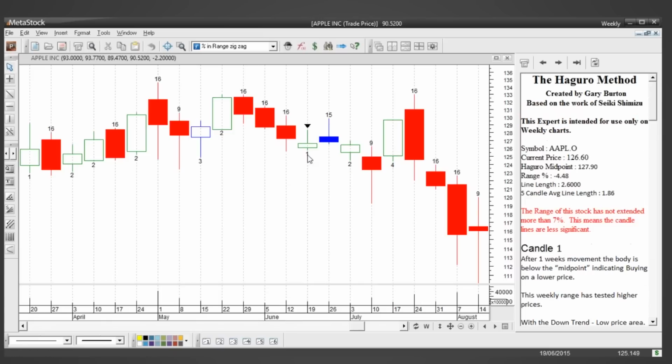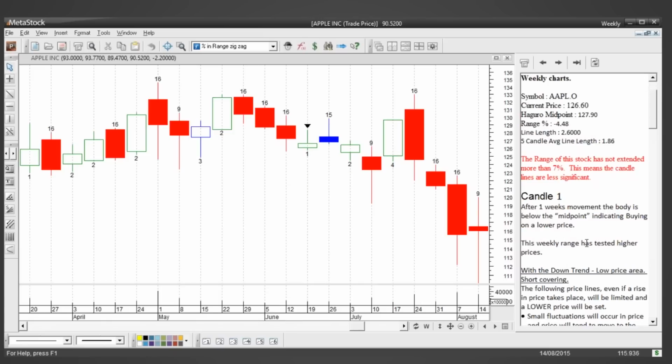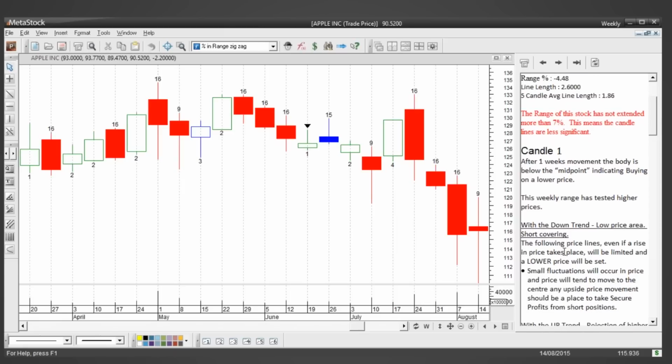And if we put on number 1 here, after 1 week's movement, the body is below the midpoint, indicating buying at a lower price. And the following price, even if a rise in price takes place, will be limited and a lower price will be set. And we saw limited movement up here on the 15 and lower prices set down through here. So it gives you a picture along the way. So I'll leave it there.